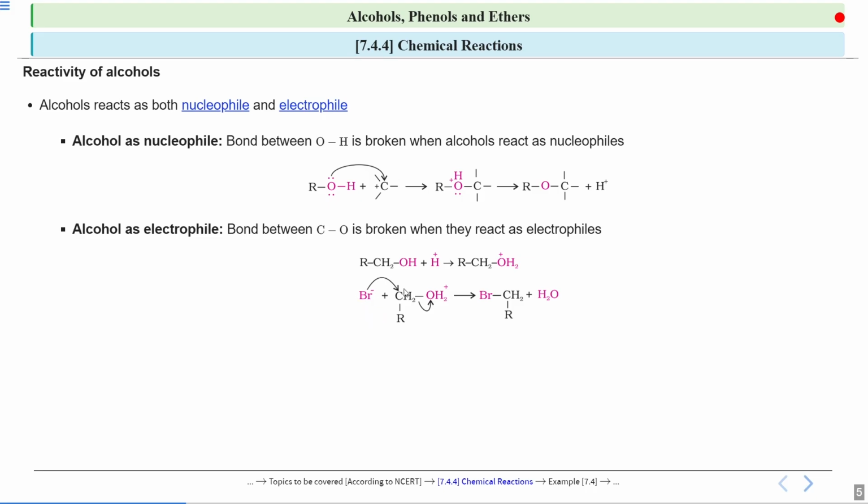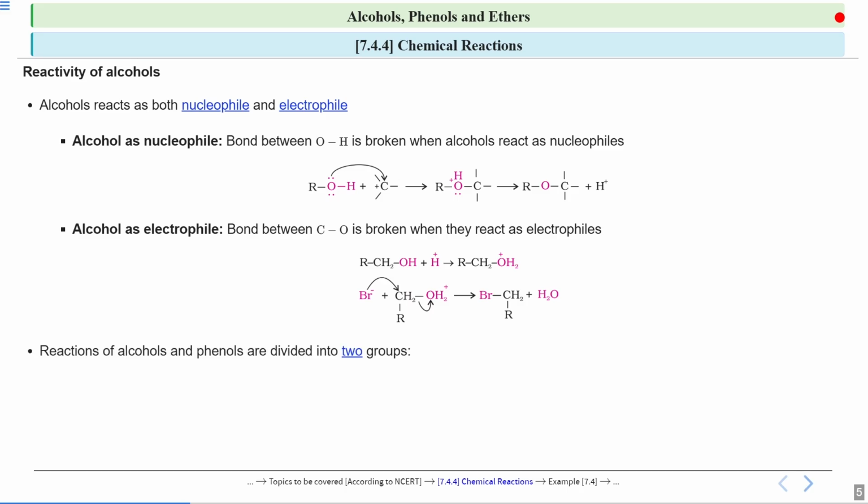It attacked on this carbon and where your OH2 group will leave. And finally, this compound will be formed. Okay, so I told you both the ways: if alcohol is acting as a nucleophile, the OH bond is broken, and if alcohol acts as an electrophile, then your CO bond is broken.